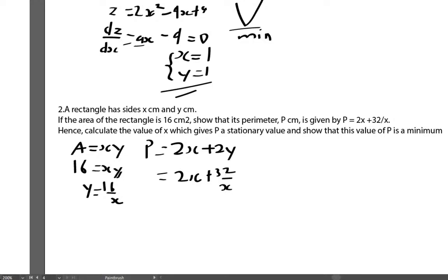And so now we want to find what value of x gives p a stationary value. I would say it's infinity, but no, obviously that's not the correct answer. So yeah, we want to find what gives p a stationary value. Well, let's just try to figure this out first. Find dp over dx. You'll get 2 minus 32 over x squared.